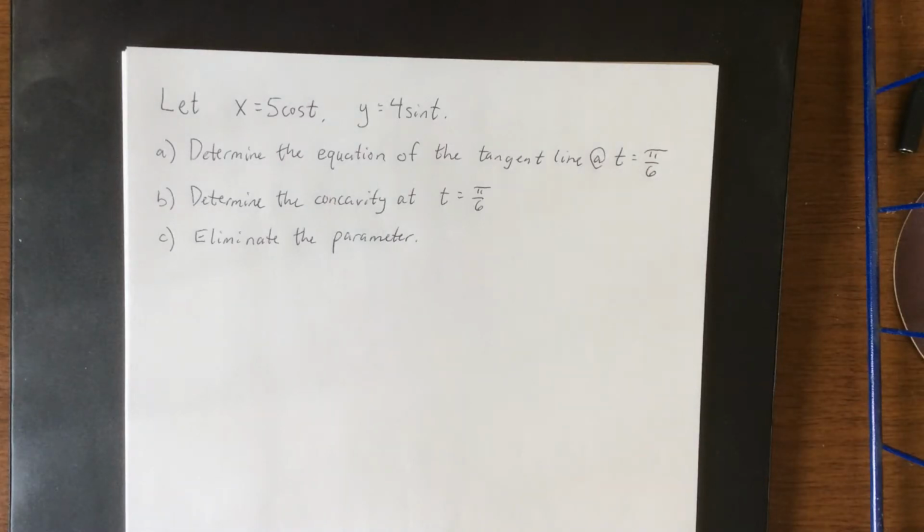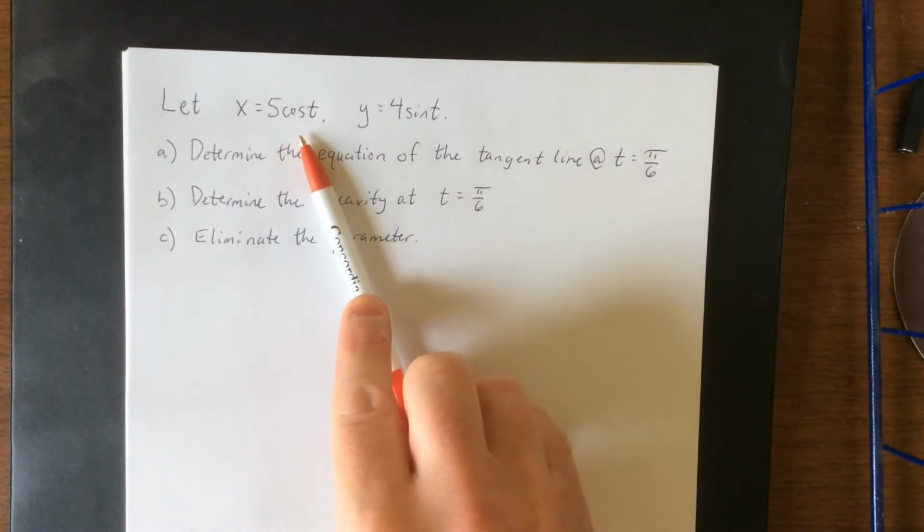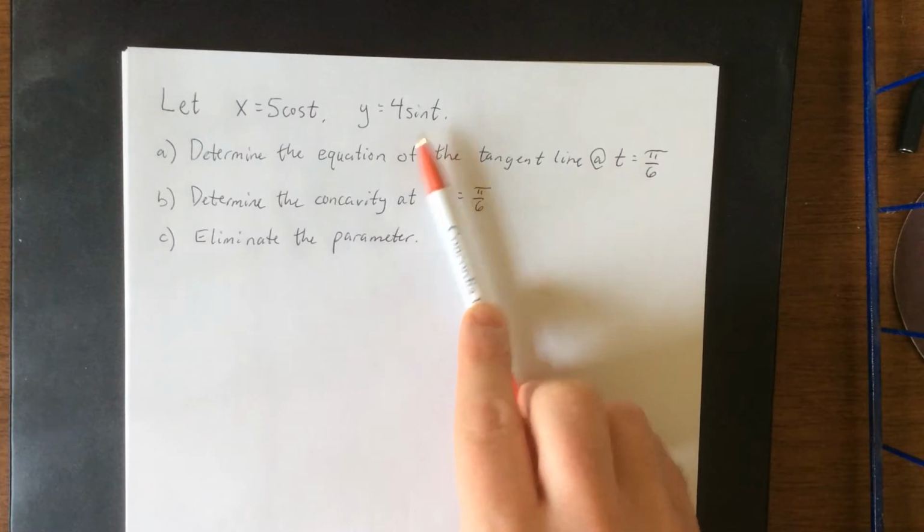To help supplement the identities and formulas from the last video, I'd like to consider the following. We're going to define parametrically: x is going to be equal to 5 times the cosine of t, and y is going to be equal to 4 times the sine of t.